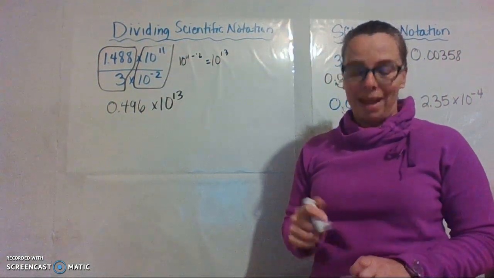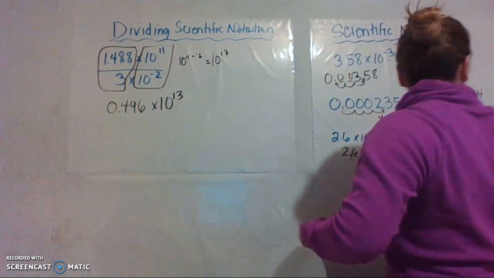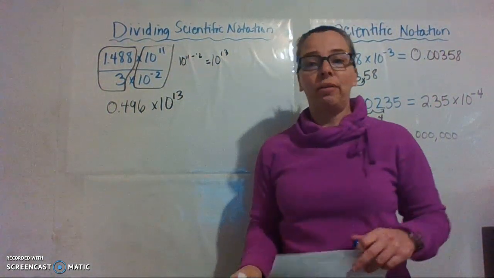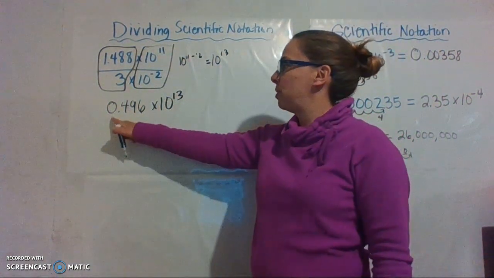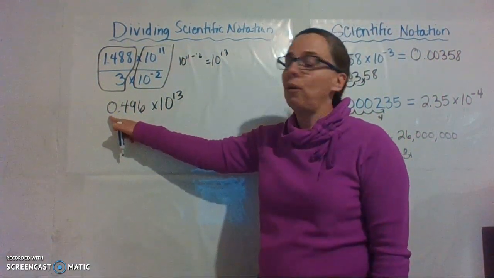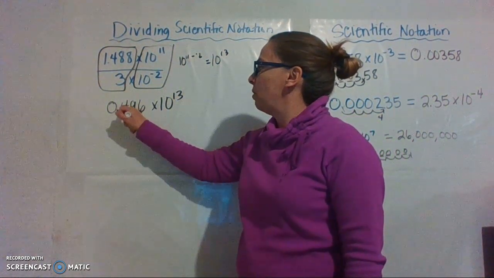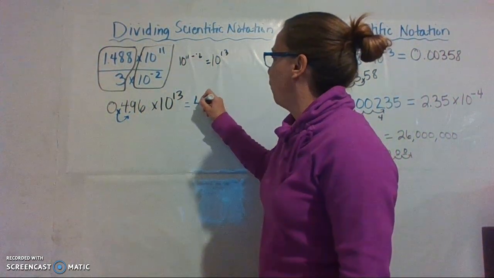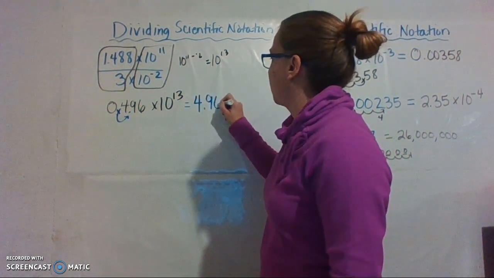Now I need to look to make sure my answer is written correctly in scientific notation. Looking at my first factor, it is not written correctly in scientific notation. My first number in front of the decimal point cannot be a 0. So I need to change and move this one place. So this is going to equal 4.96.